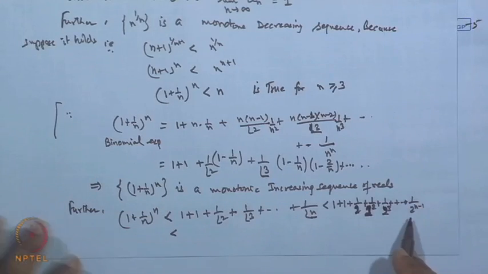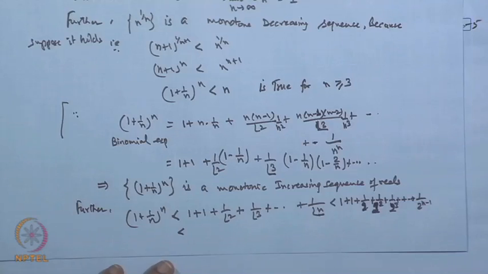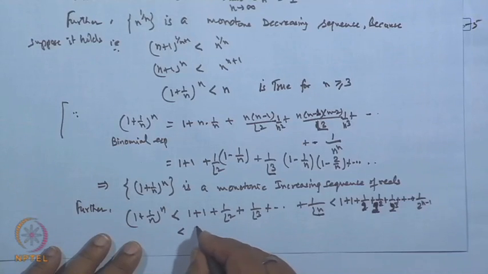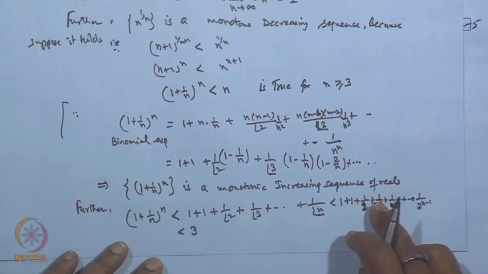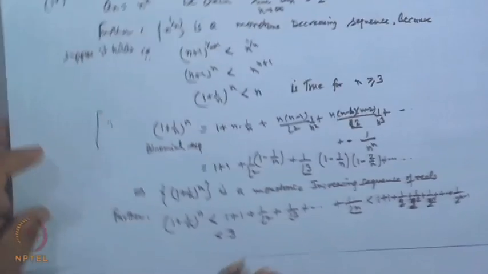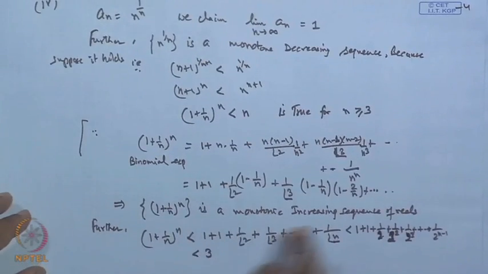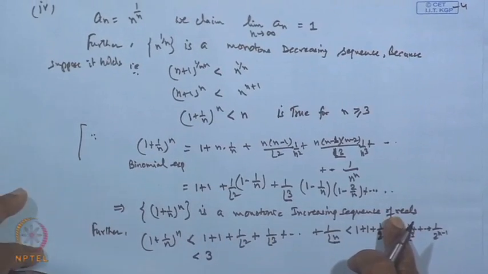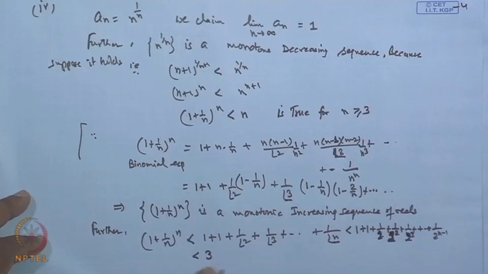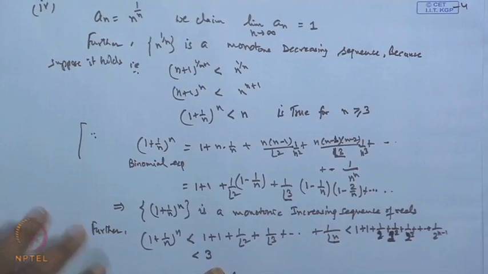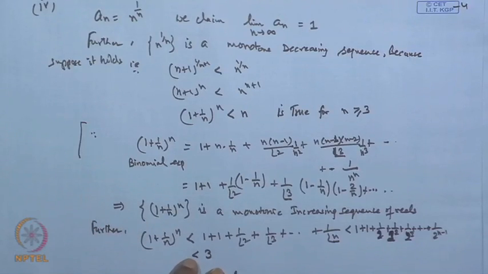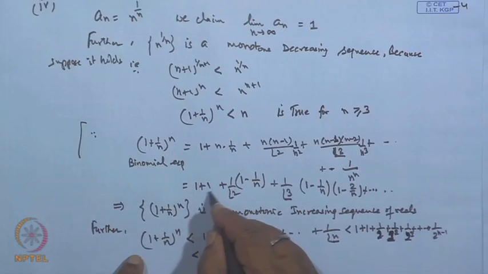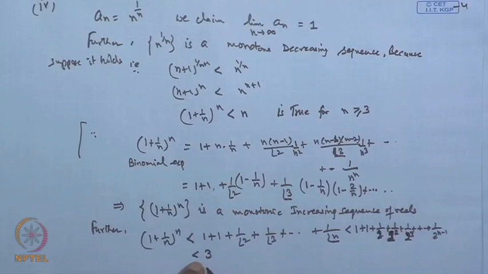Now this is a geometric series. The sum of this geometric series is a over 1 minus r, so it is less than 3. Okay, is it okay? So this means this is a monotonic increasing sequence of real numbers which is bounded by 3. So it must be a convergent sequence, and the limit of this cannot exceed 3 and will always be strictly greater than 2. At the most it may be 3.